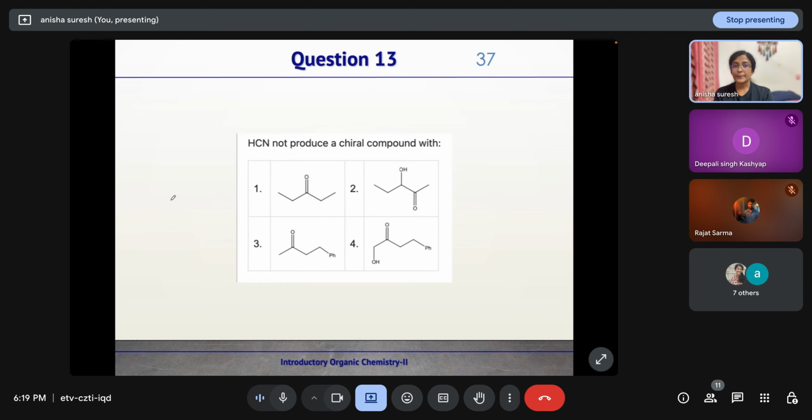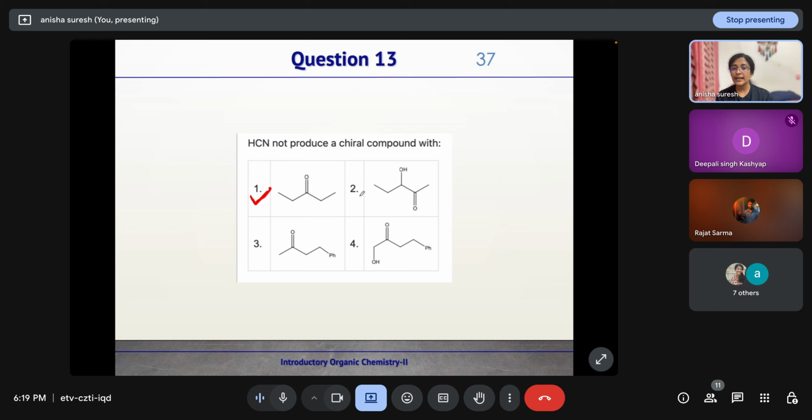Now coming to question number 13. HCN does not produce a chiral compound with. So four different ketones are given. Here they are asking, when it is undergoing a nucleophilic addition reaction with HCN, which of the following will not result in the formation of a chiral compound? Option A will be the right answer, because this is not a prochiral center. Here two groups are identical.